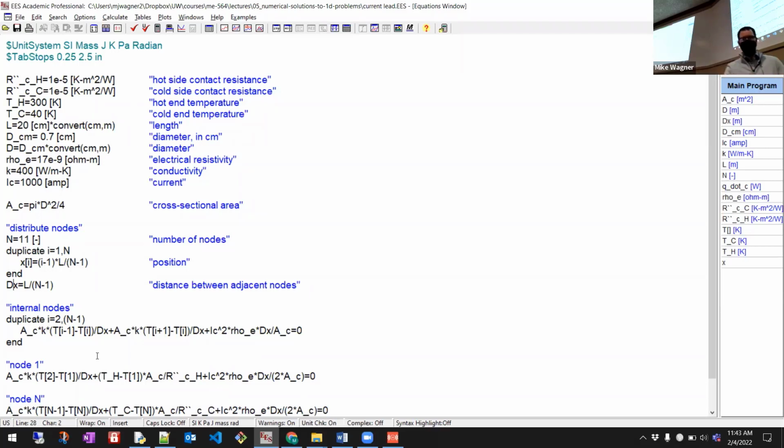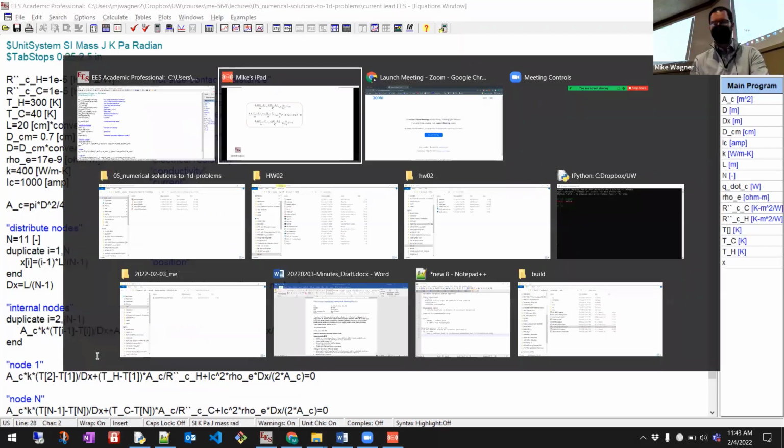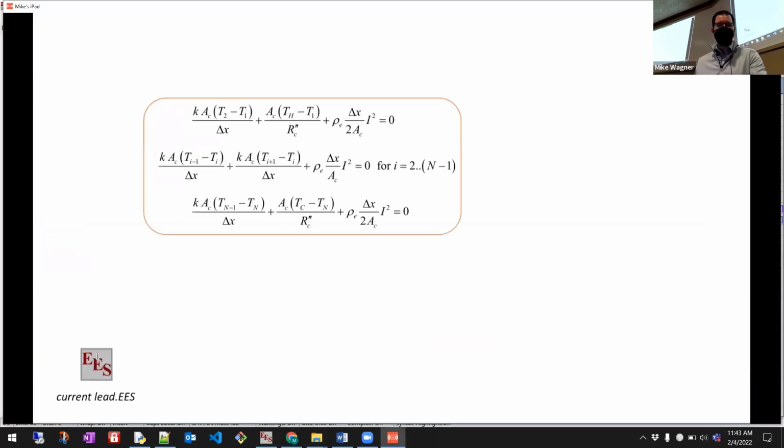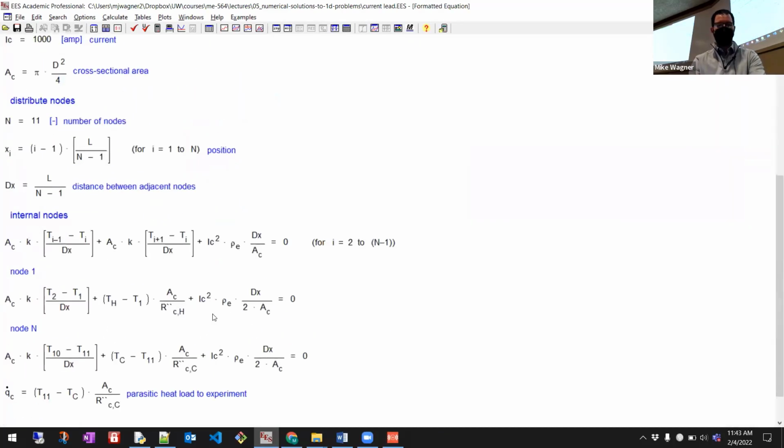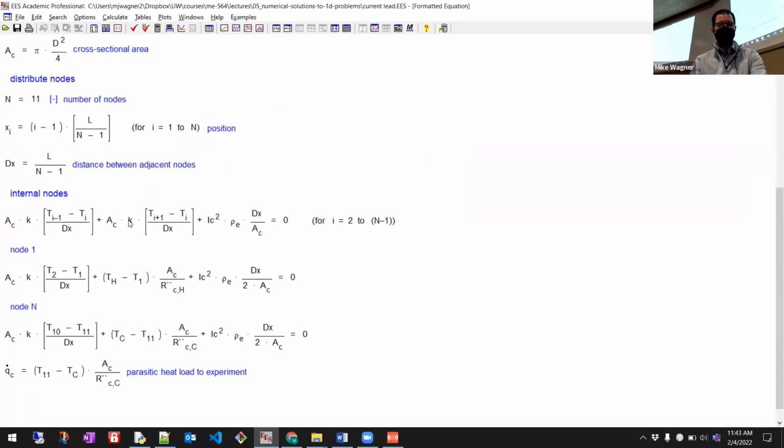Internal nodes, this is our equation. If we flip back and look, our equation was k A_c (T_{i-1} - T_i), and we came up with a solution for i equals 2 to n minus 1. So what are we doing? We're duplicating, for i equals 2 to n minus 1, this exact expression that we derived. It should look exactly the same as what we did to derive it just now.